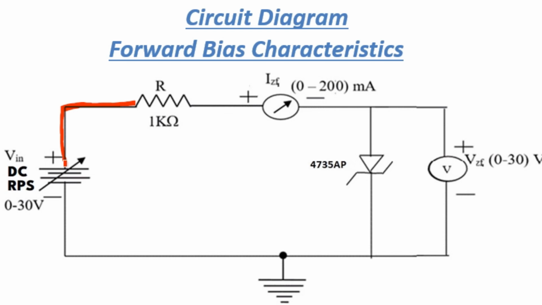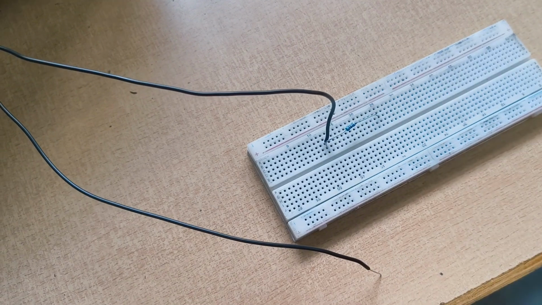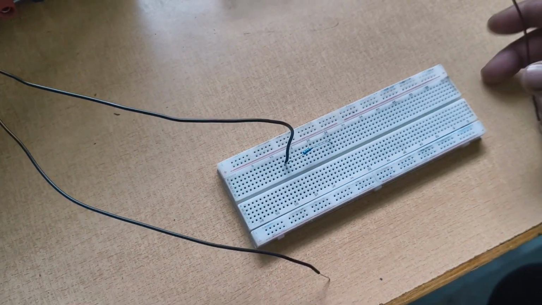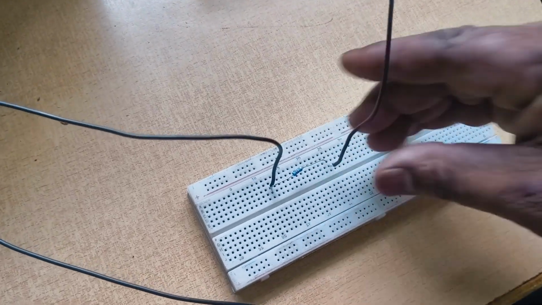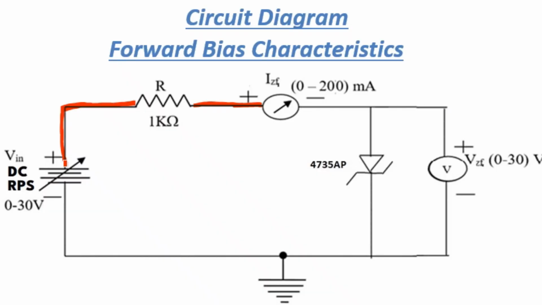The resistance's second terminal is connected to the breadboard. From the breadboard, again, it is connected to the ammeter positive, the 0 to 200 milliamperes ammeter. The 1 kilo ohm other end is connected to the ammeter positive. The ammeter negative is connected to the breadboard.